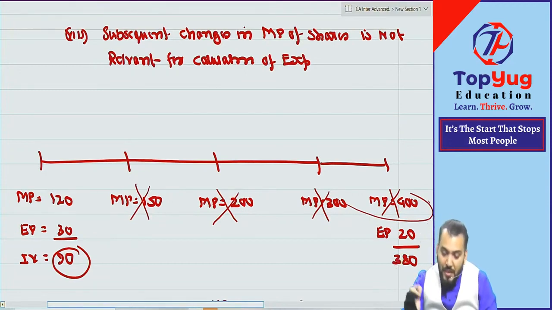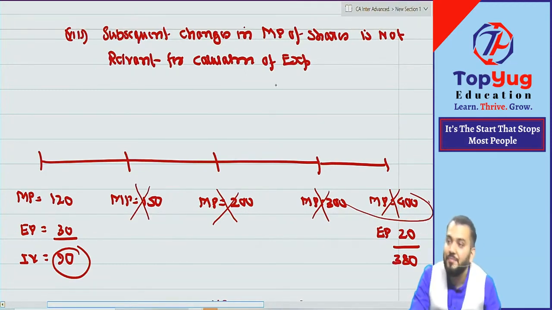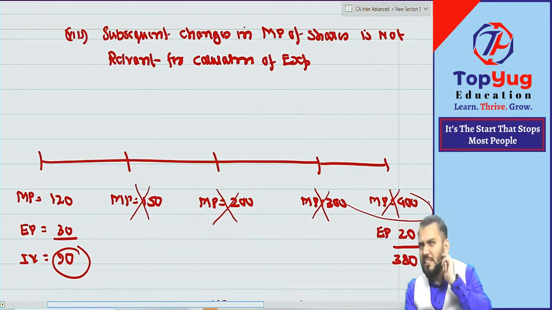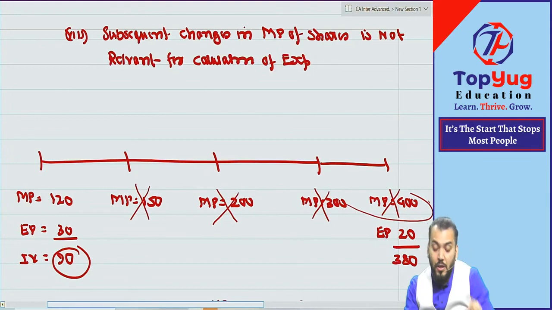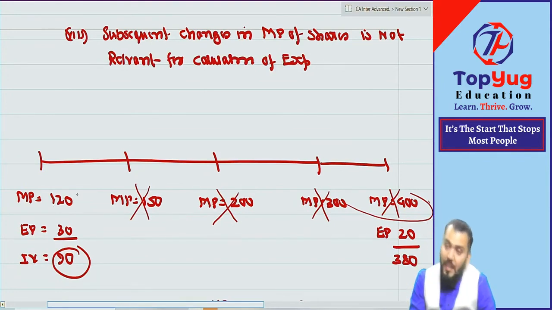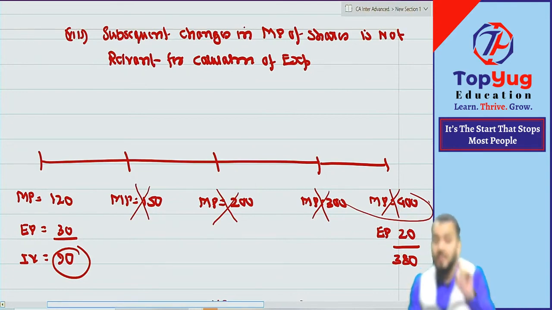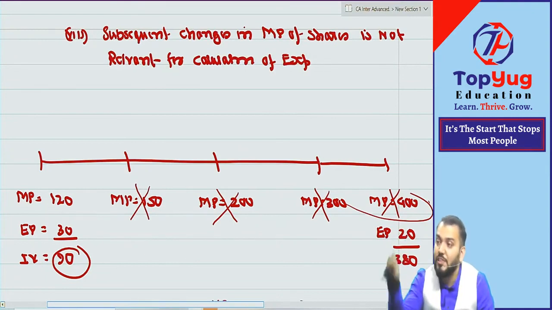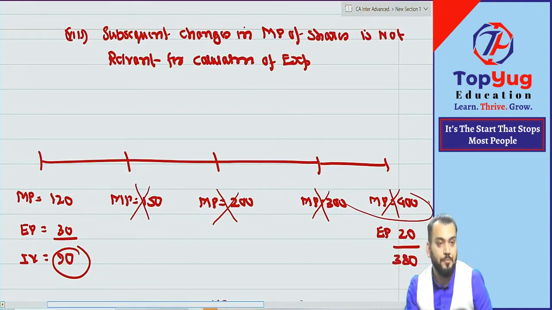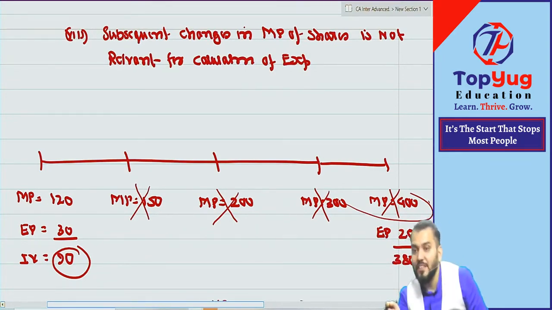Understood? Can you say now this statement is correct? Subsequent changes in market price of shares is not relevant for calculation of expense. Till now, as per my understanding, they have not asked this type of question. They have given only the market price on grant day. But believe me, the day they give the market price on each day in the exam, every student who doesn't know this concept will make a mistake. The students who are doing rectification with little change in the question, they will die.